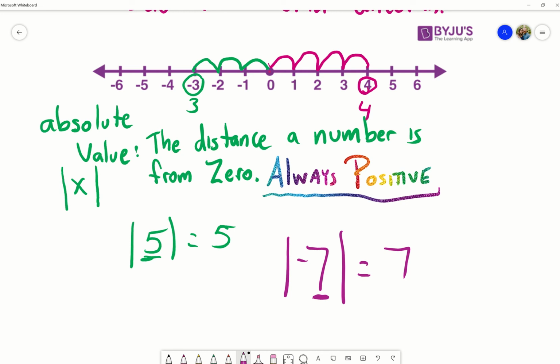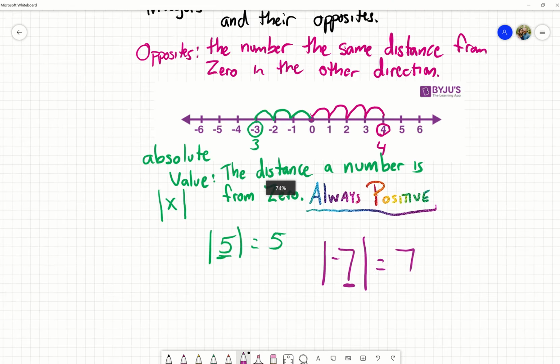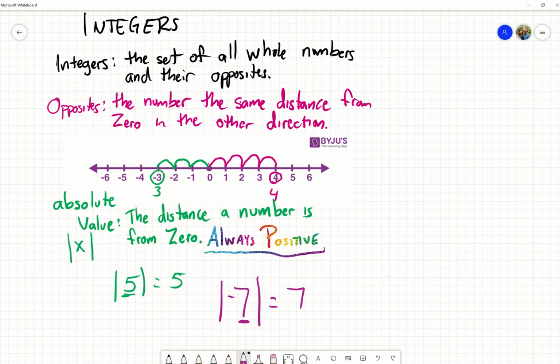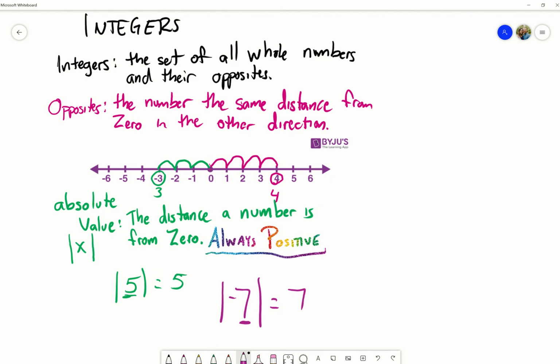All right, so I am now done with my lesson. So this is great. This was our lesson today. Integers, opposites, ordering numbers, absolute value, all those good things.